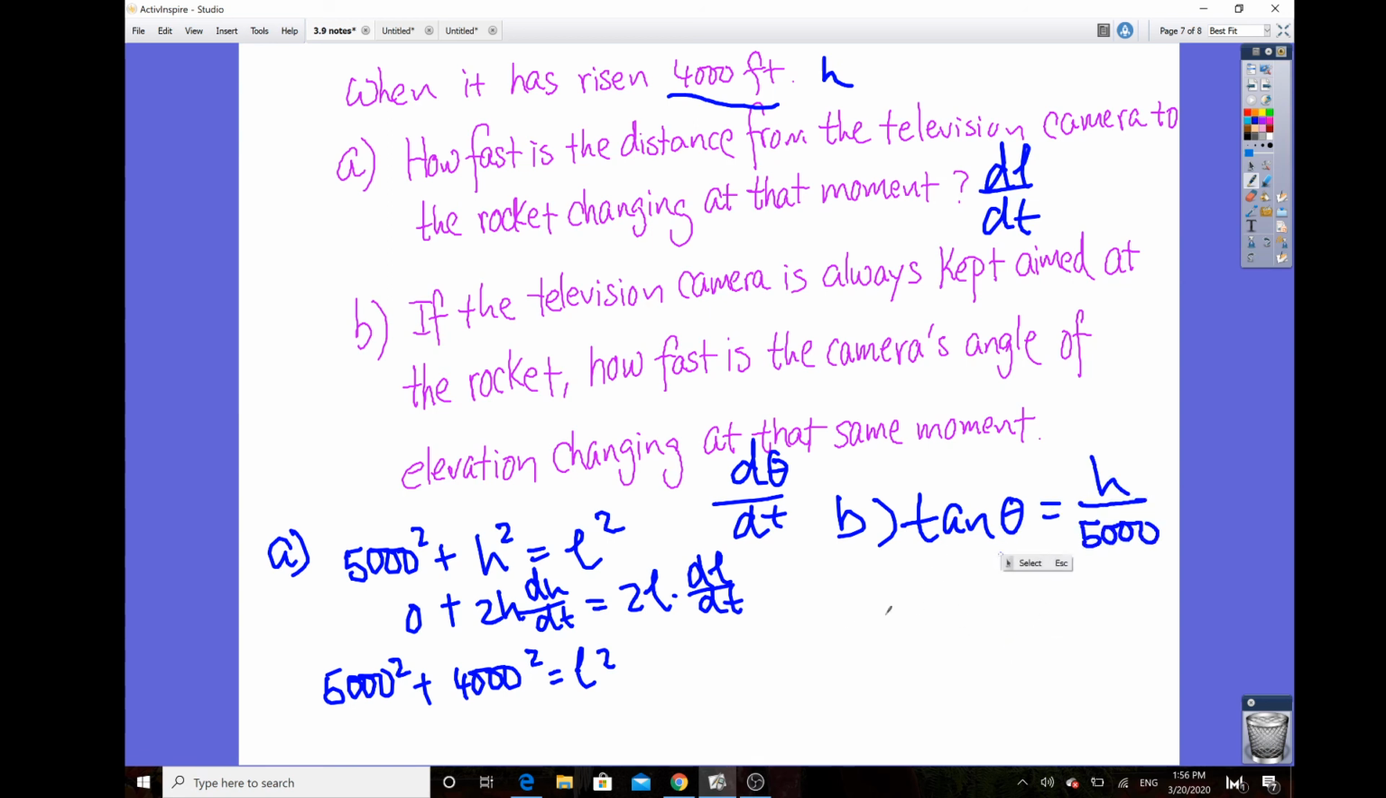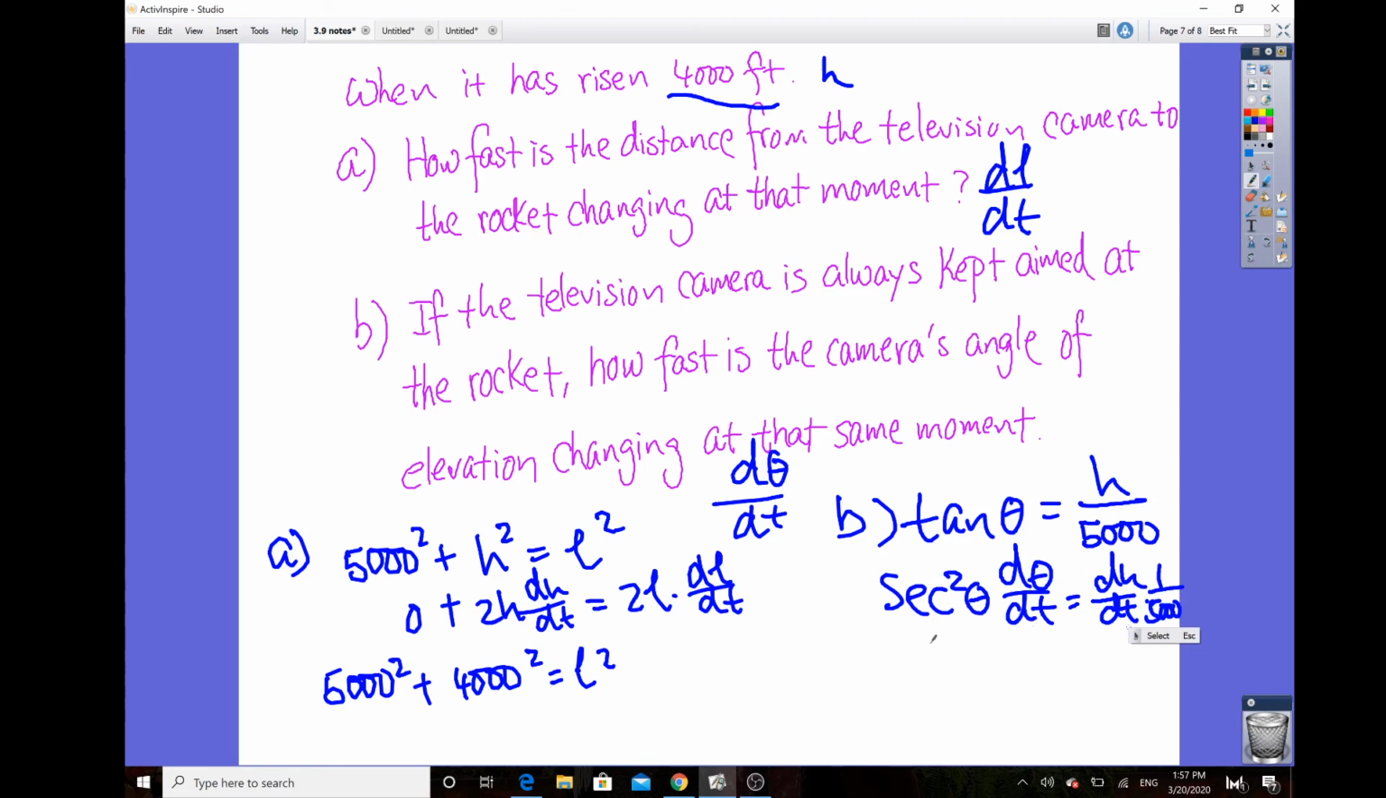Okay, so the derivative of tangent theta would be secant squared of theta, and then d theta over dt, again implicit derivative. And the derivative of the right side would be dh over dt times 1 over 5,000. And then basically just plug in a number. Once you plug in a number, you can solve for d theta over dt.